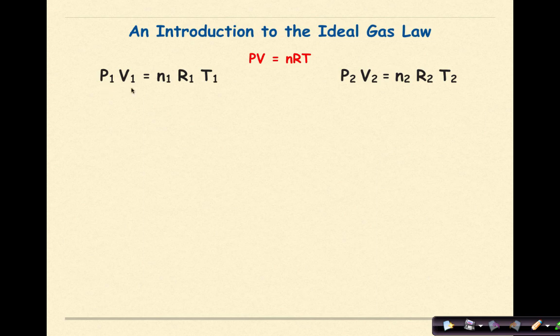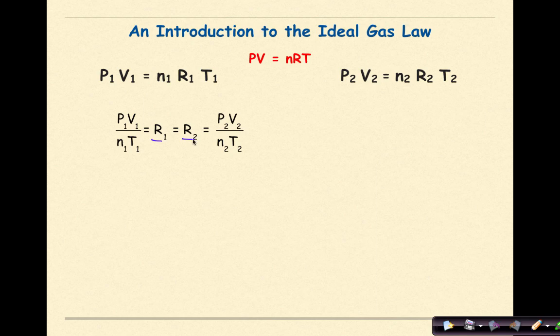So let's talk about PV equals nRT. Let's say I have an original situation with my gas. I will make all of these P1 V1 equals n1 R1 T1 as my initial situation, and then P2 V2 equals n2 R2 T2 as a final situation. If I work with these, I can set these two situations equal to each other by basically saying, hey, all the units are going to be the same here, so R1 is going to be equal to R2.